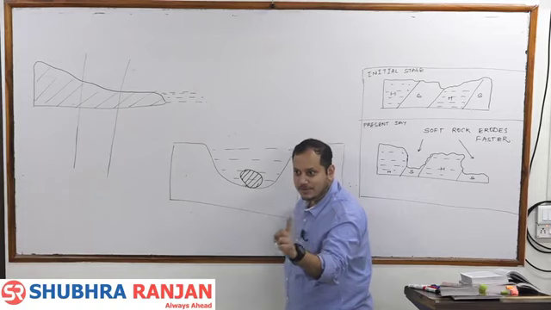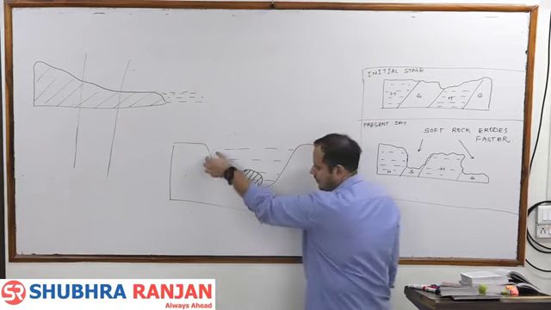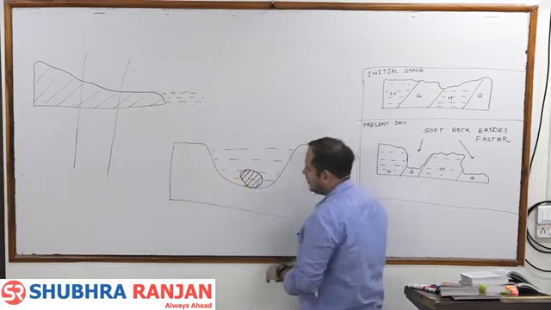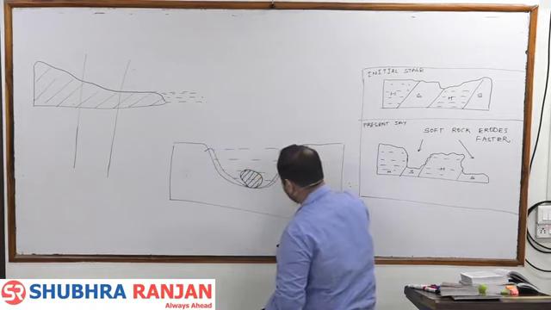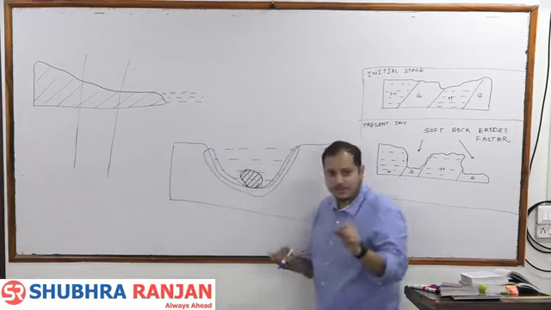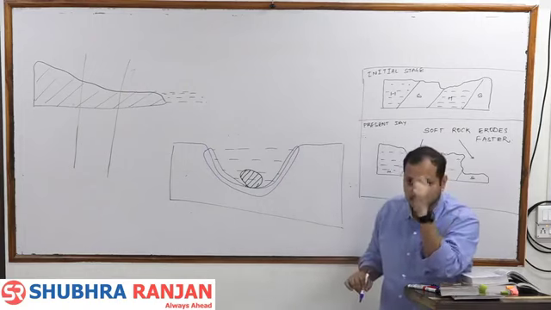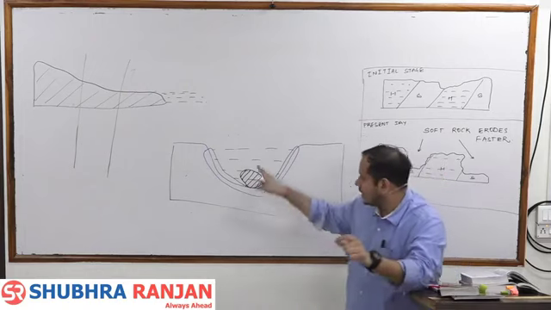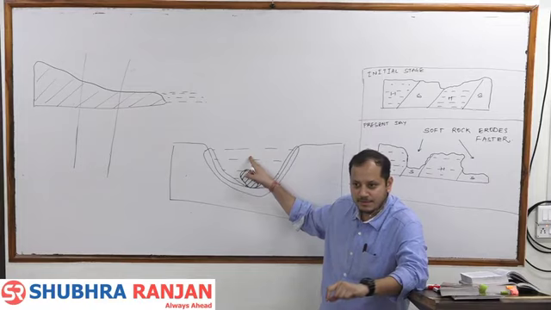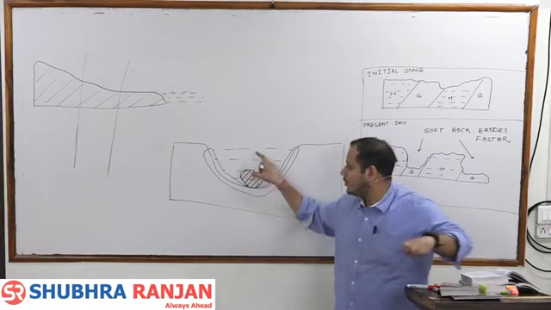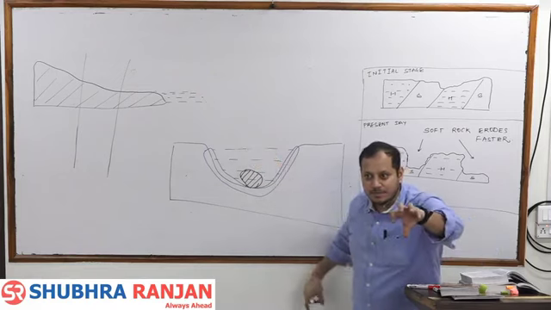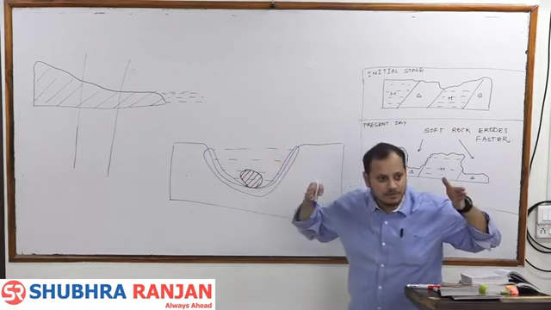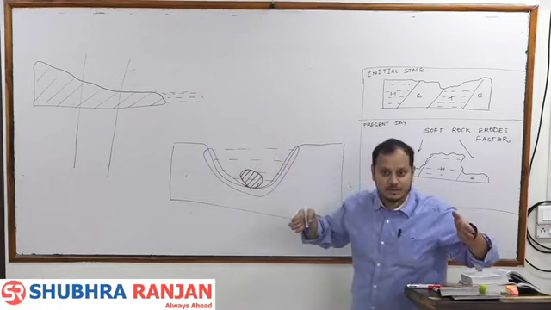Which part is going to experience friction? All this part. So I am doing it in blue color. All this part is going to experience friction. Friction reduces the speed or increases the speed? Reduces the speed. Is this part experiencing friction? No. So this part of the river will be flowing with great speed, and the sides of the river will be flowing with comparatively lesser speed.